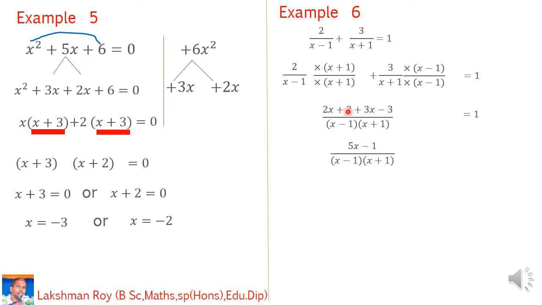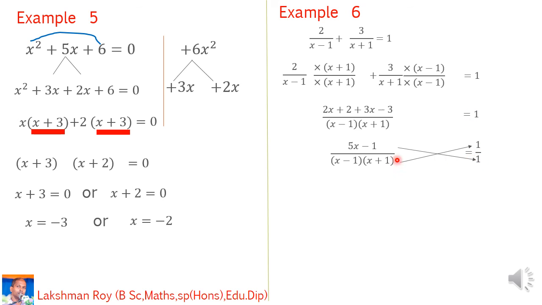Now the constants: positive 2 and negative 3 are different signs, so subtract 3 minus 2, which is 1. The greater one is 3, so that is negative 1. That is equal to 1. This 1 we write here as 1 over 1. Why? Because this is an algebraic fraction, and if you see this part as a fraction, it is easy to cross multiply. So after this step, you have to cross multiply, seeing 1 as 1 over 1.